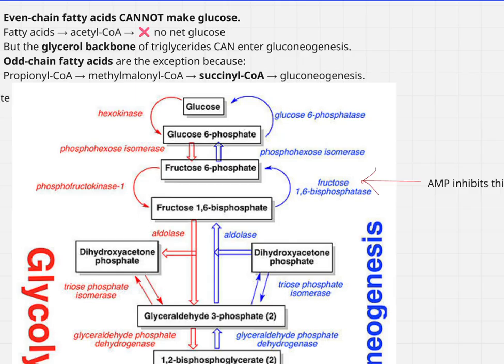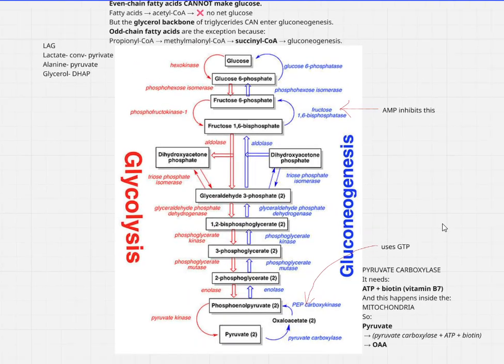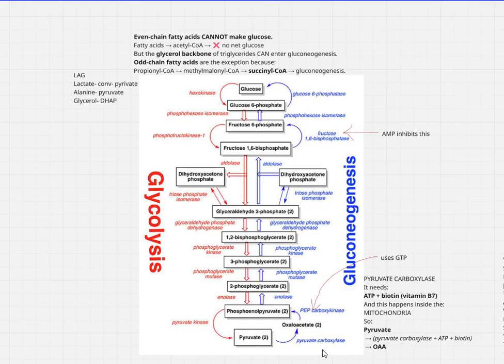So, the whole pathway is basically this, right? Glucose 6 phosphatase is very important, right? So there are four special enzymes, right? Which four special enzymes did we study? The pyruvate carboxylase, the PEP carboxykinase, which uses GTP. The pyruvate carboxylase uses biotin and ATP. Then we had the fructose 1,6 bisphosphatase, which AMP basically inhibits. And then we had the glucose 6 phosphatase.